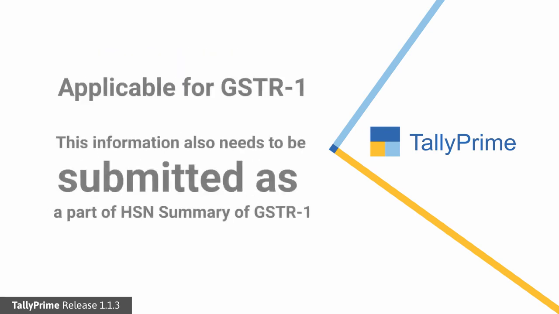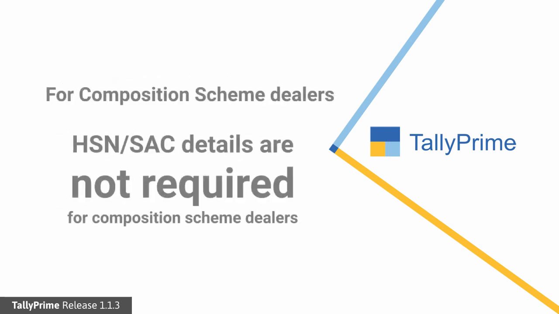The same mandate is applicable for GSTR1, and this information also needs to be submitted as a part of HSN summary of GSTR1. For composition scheme dealers, HSN summary or details are not required in CMP 08 and GSTR 4, and therefore it will not reflect in those return reports.